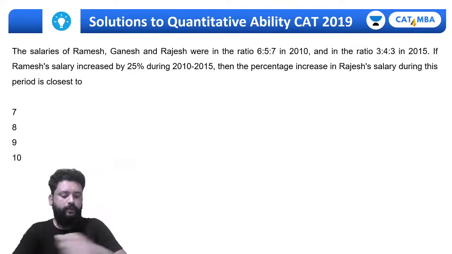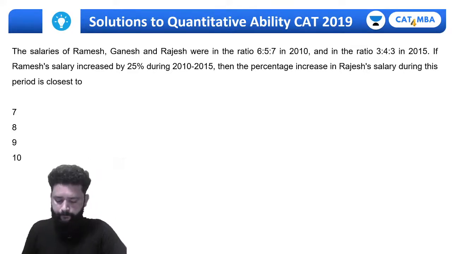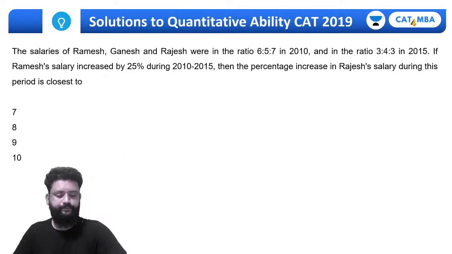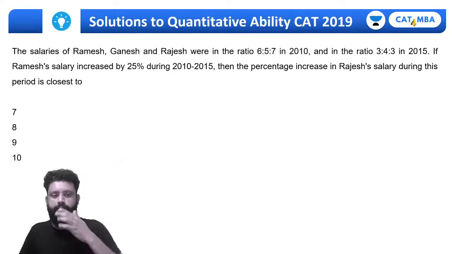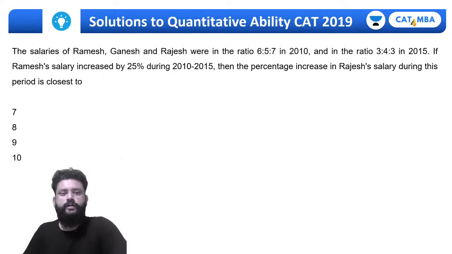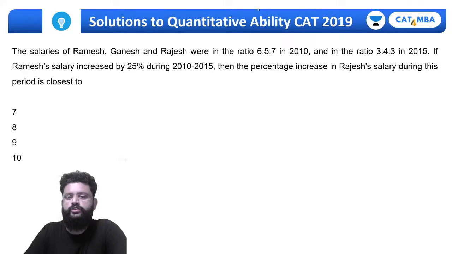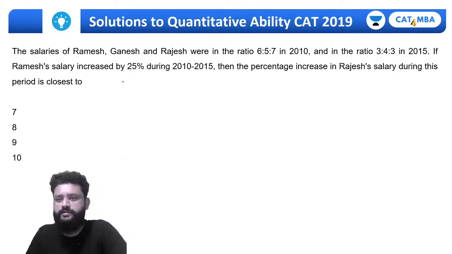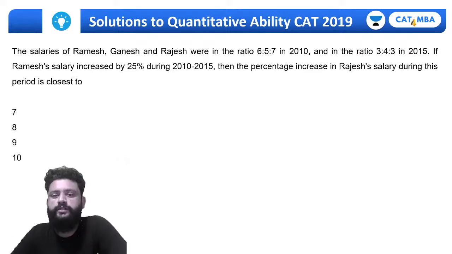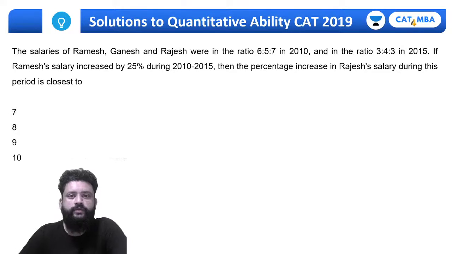Again an easy question on ratio and proportion. The salaries of Ramesh, Ganesh and Rajesh were in the ratio 6:5:7. Nothing can be easier than this, guys, it is a completely easy question. You also have the answer options, you can easily try it. It should take less than a minute if you do the proper calculations with proper values.